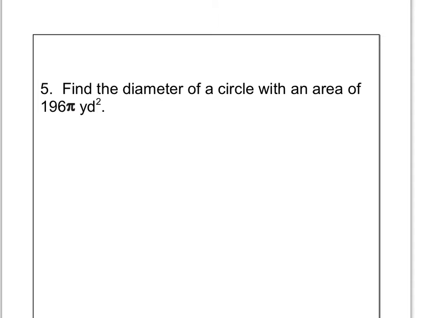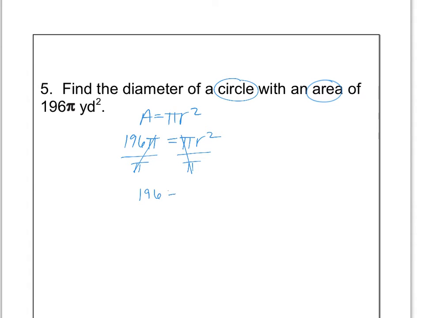Number 5, find the diameter of a circle with an area of 196 pi yards squared. So area of a circle. Area is pi r squared. And they're telling us the area is 196 pi. So we put that in for the A. Now we want to solve it for radius because once we have radius, then we can use that to find the diameter. So divide both sides by pi to get it away from the r. A cool thing happens. They cancel out on both sides of the equal sign. So we wind up with 196 equals r squared. Take the square root and we get a nice number.